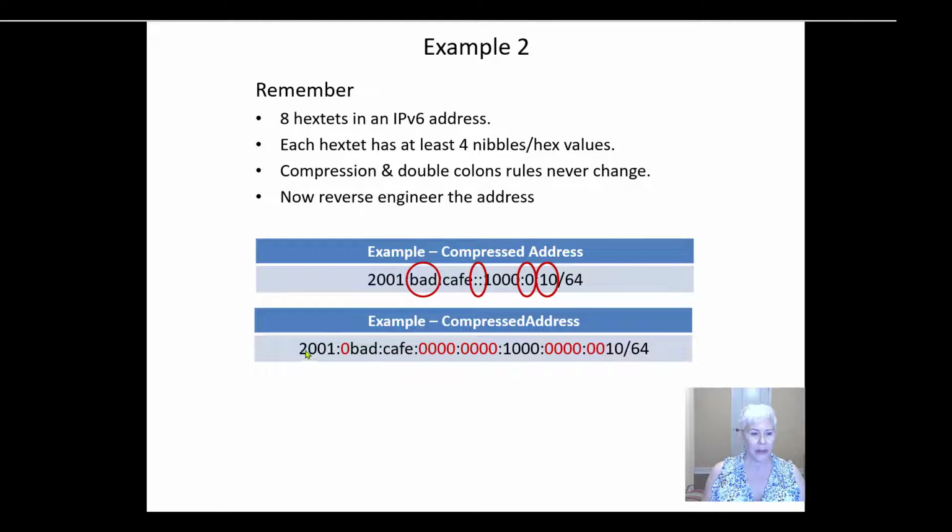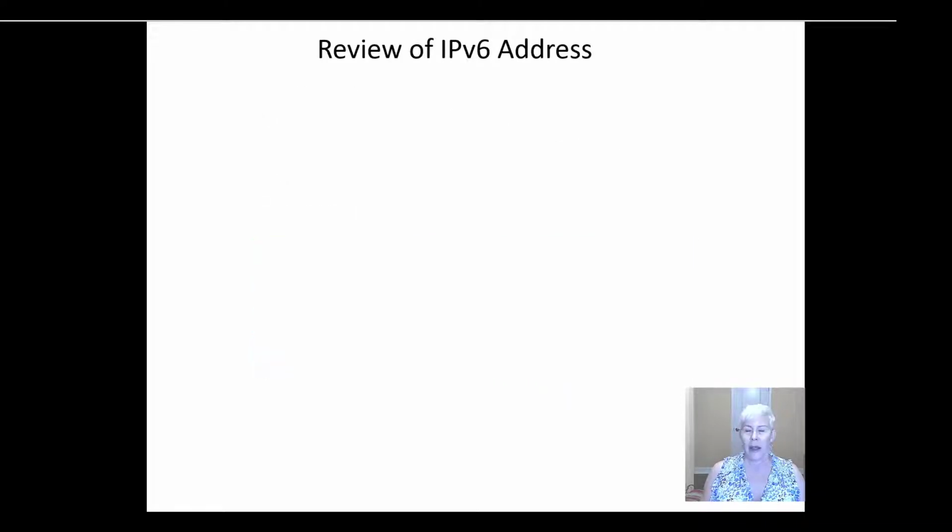Here's my address, and I can count up these hextets. 1, 2, 3, 4, 5, 6, 7, 8. I have the full IPv6 address written out. I've added back in the leading zeros that were removed, and now I can see what the full address looked like. Let's recap.